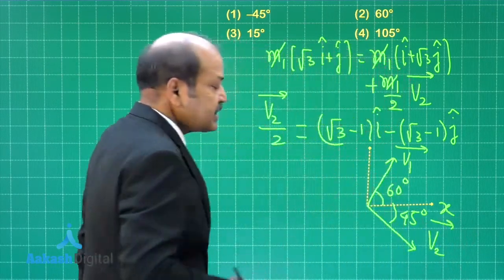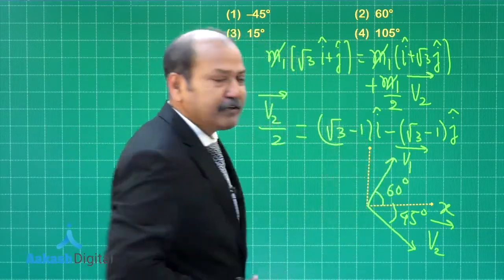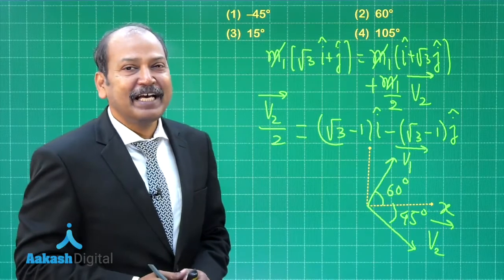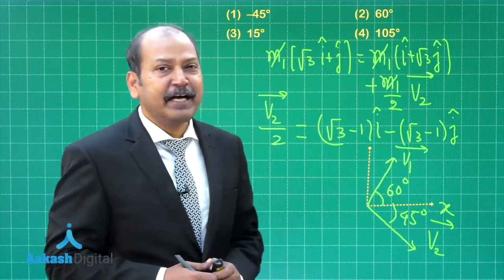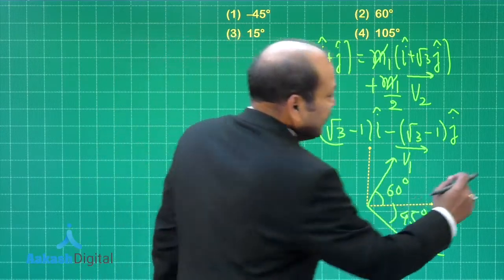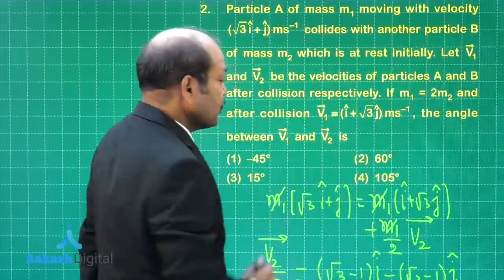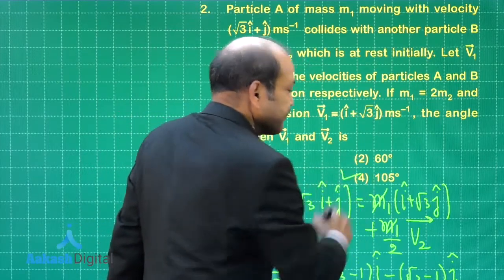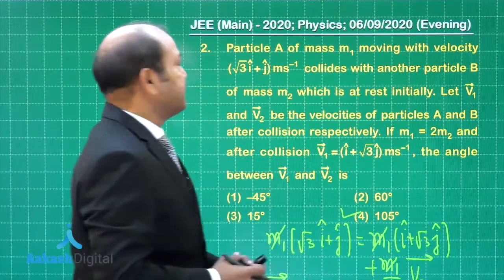We are not really concerned with the magnitude. We have to find the angle between the two vectors. Clearly, the angle between the two vectors is 60 plus 45, or 105 degrees. Let us now look at the options, and clearly the fourth option is matching our solution. So, the fourth option is the correct one.